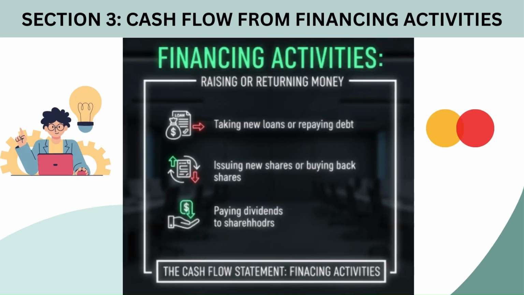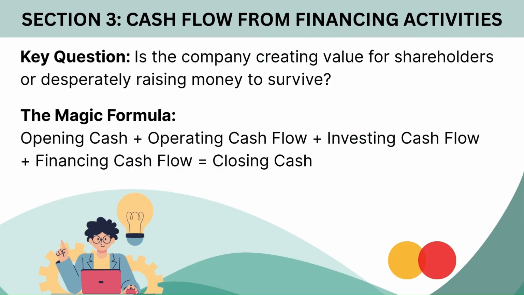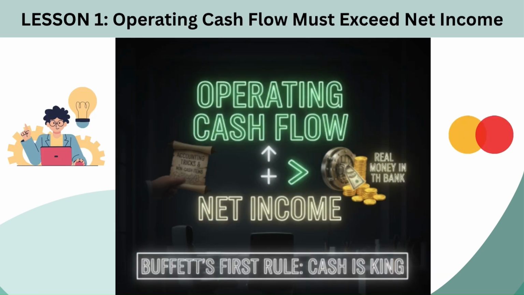Section 3. Cash flow from financing activities. This shows how the company raises or returns money, through debt, share issuance, buybacks, or dividends. Key question: is the company creating value for shareholders or desperately raising money to survive? If a company's operating cash flow is strong, it can fund its investments and return money to shareholders without taking debt. That's a Buffett-style business.